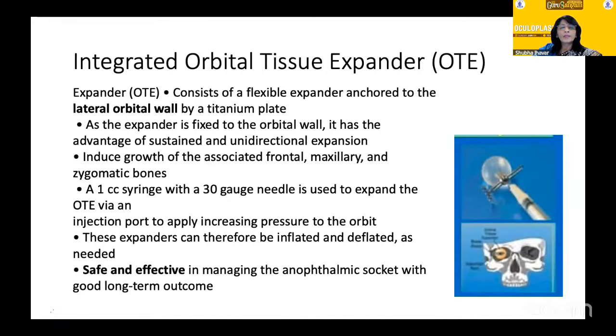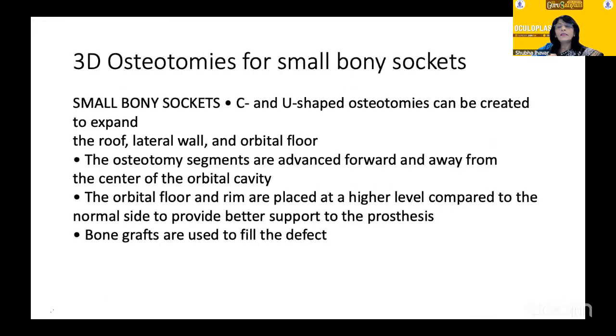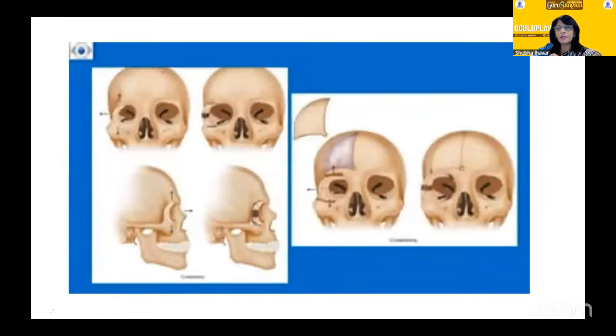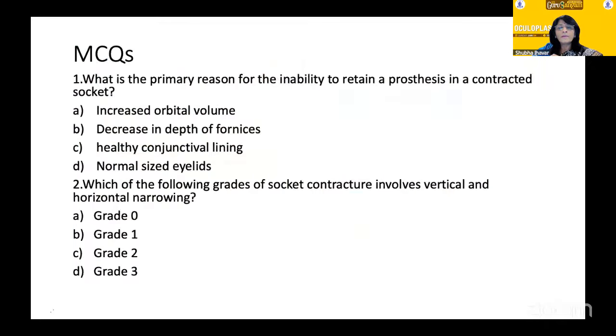Therefore, these are supposed to be safe and effective, and they can be expanded, inflated, and deflated as needed. Then for small bony sockets, of course, you can go for 3D osteotomies. C- and U-shaped osteotomies can be done to increase the bony orbit, and bone grafts can also be used. So this is how it can be done. And I had a few MCQs, so you can read and attempt them after learning this topic.